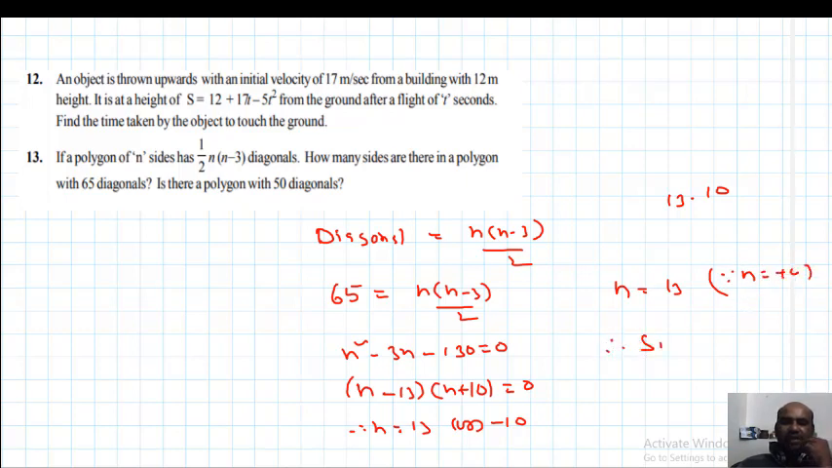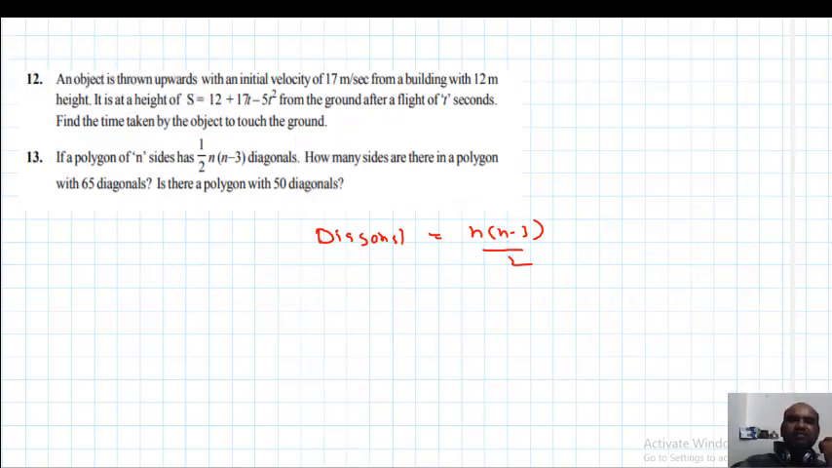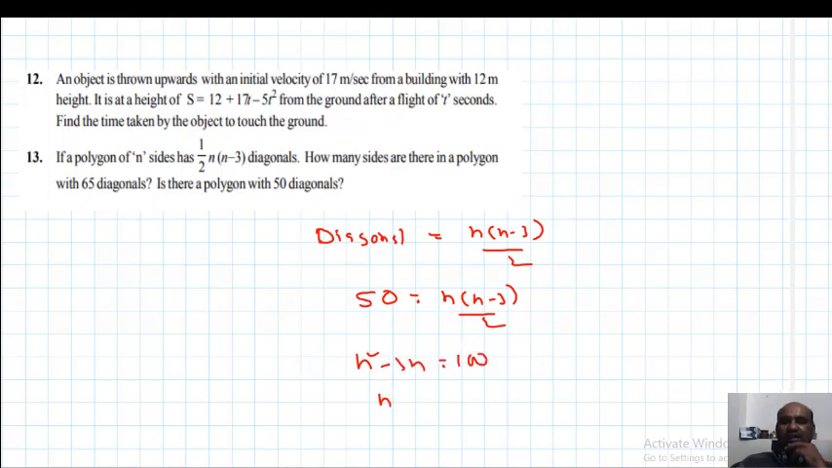Therefore sides of the polygon equal to 13, which means a 13 sided polygon will have 65 diagonals. That's the meaning. Is there a polygon with 50 diagonals? We need to find out. If there exists a whole number n which satisfies this equation, then you can say that it exists, otherwise it won't exist. N into n minus 3 by 2 equal to 50, or n square minus 3n equal to 100, or n square minus 3n minus 100 equal to 0.